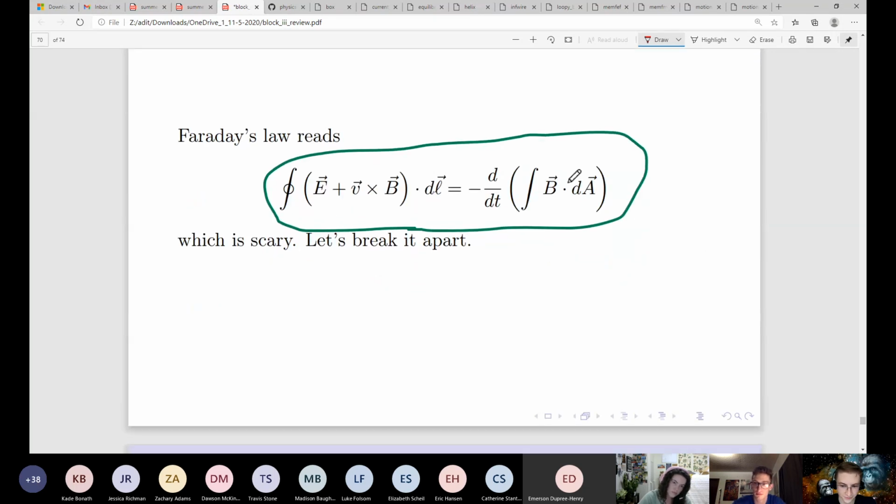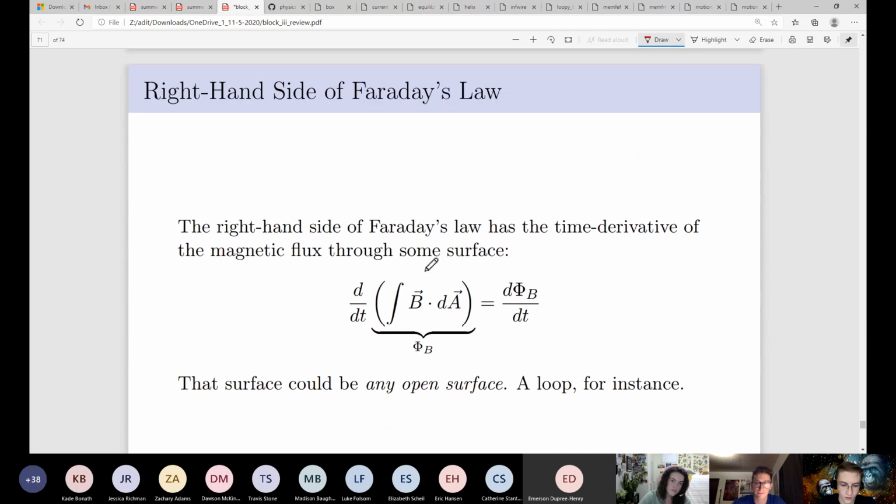Let's start with the right hand side. That quantity inside the differentiation, or rather what we're taking the derivative of with respect to time? Well, that's just a magnetic flux. Magnetic flux, as with electric flux, is the integral of B dot dA.